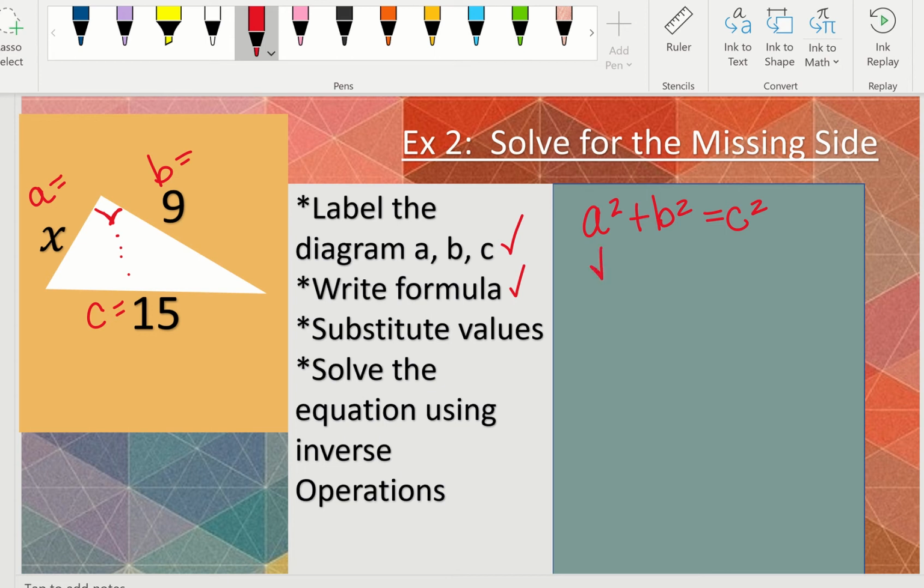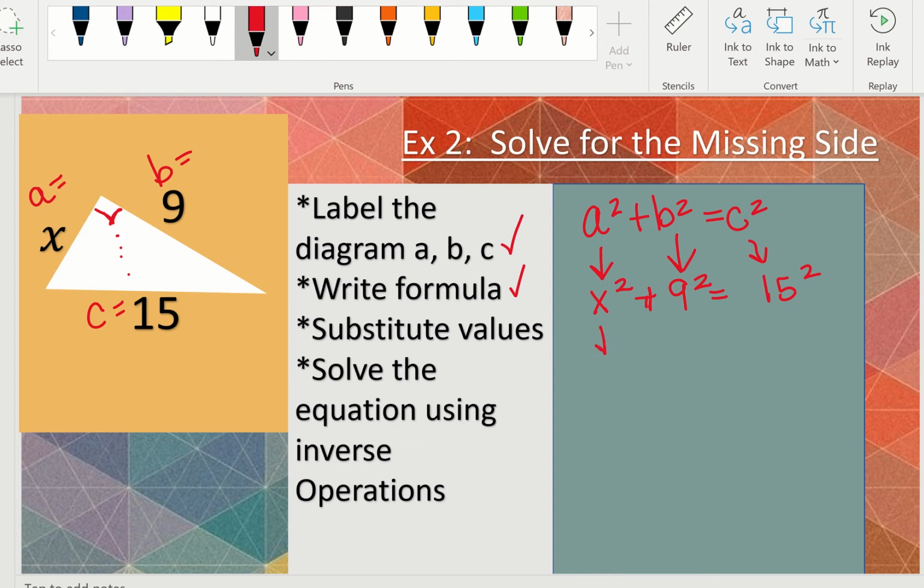Now instead of A, they're calling that X. You can leave it as an A. It's still an unknown. We don't know what the value is. B is 9. We're going to square it. And C is 15. Okay, so we're right here. X squared plus 9 squared equals 15 squared.